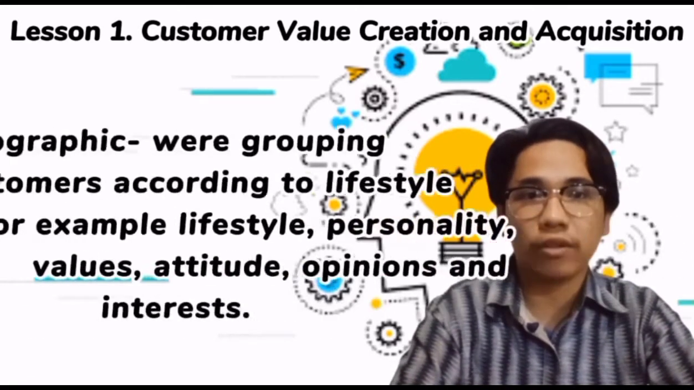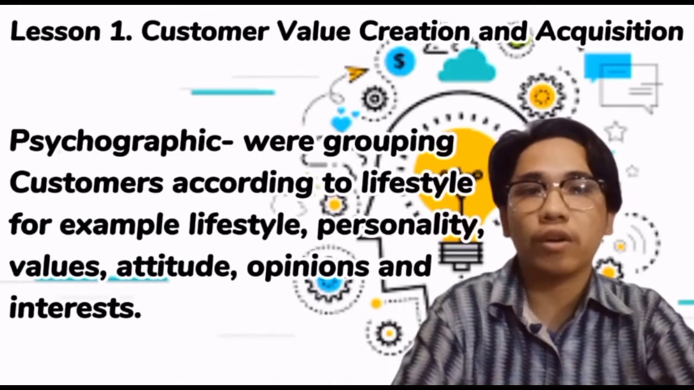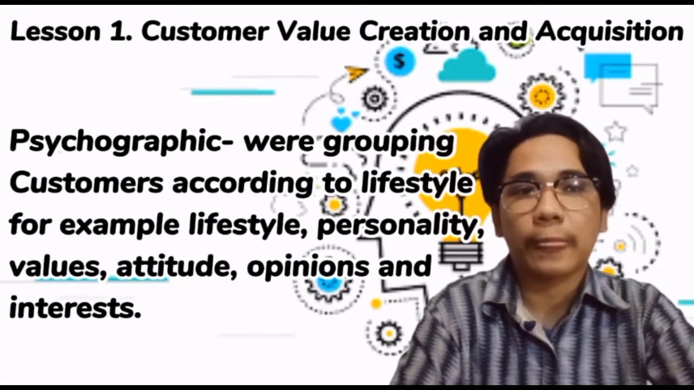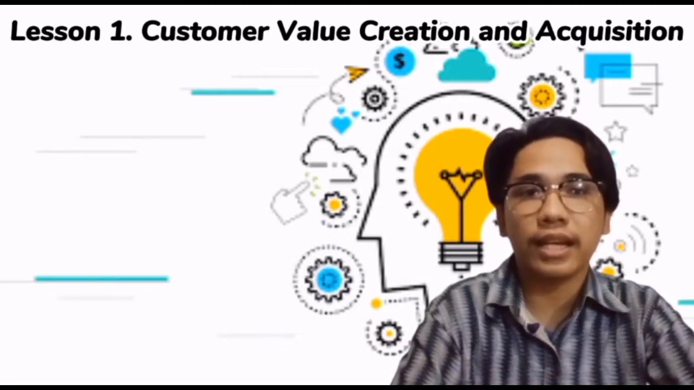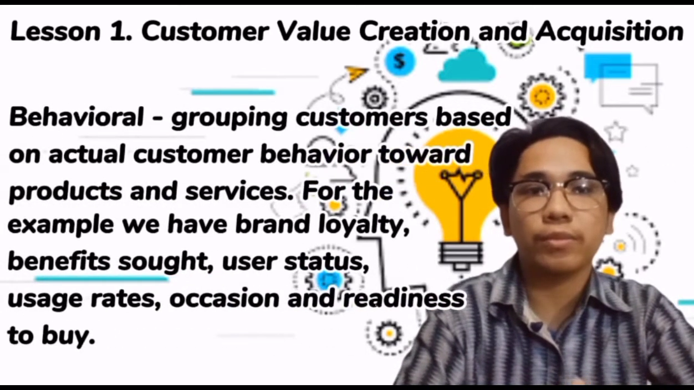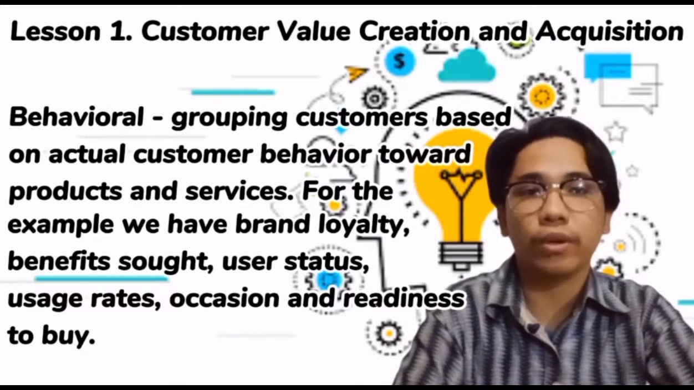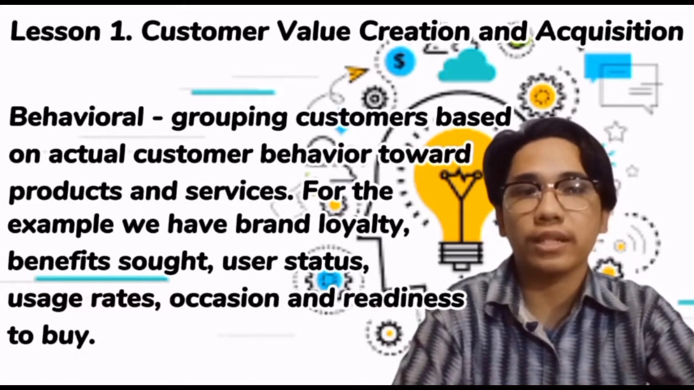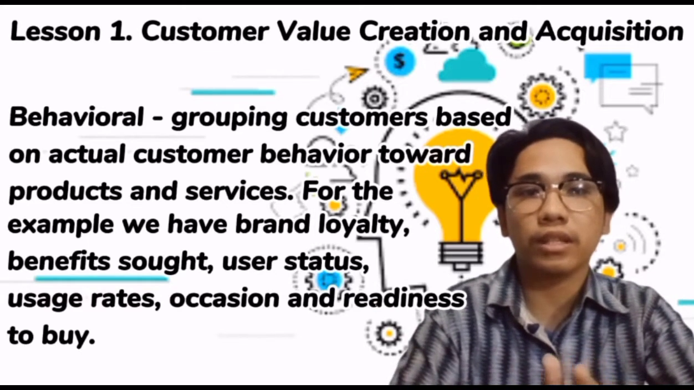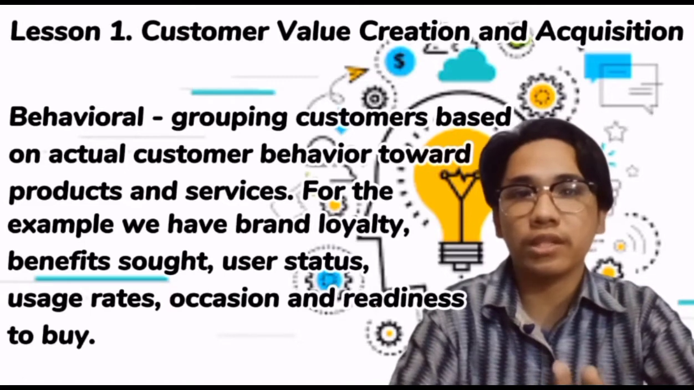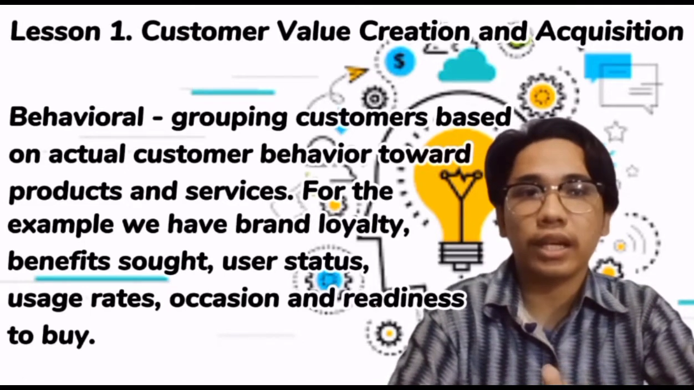Next is psychographic. We're grouping customers according to lifestyle. For example, personality, values, attitude, opinion, and interest. And last, behavioral. Grouping customers based on actual customer behavior towards products and services. For example, we have brand loyalty, benefit sought, user status, usage rates, occasion, and readiness to buy.